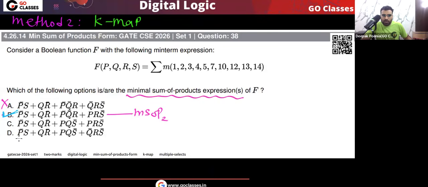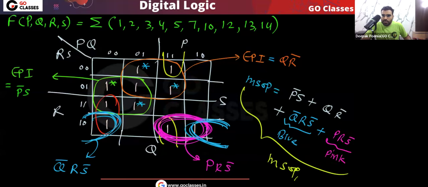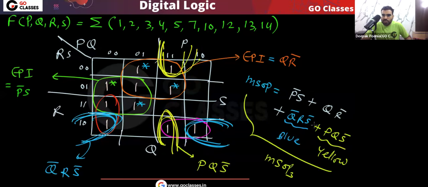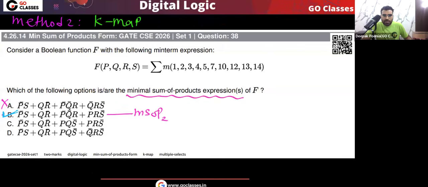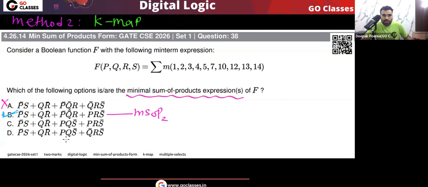Now what about option D? PQS bar, Q bar, RS bar. Yes. So option D is my minimal SOP 3. You can see PQS bar, Q bar, RS bar. This is my minimal SOP 3. So yes, option D is also correct.